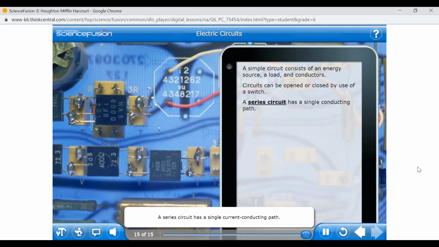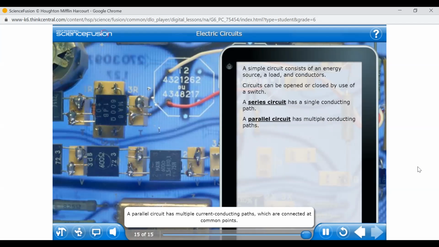A series circuit has a single current conducting path. The circuit becomes open when any component is removed. Current decreases in each component as more components are added. A parallel circuit has multiple current conducting paths, which are connected at common points. If a component in one branch of the circuit is removed, the circuit remains closed in all other branches. Current is greater in branches with less resistance, but voltage remains the same on each part of the circuit.